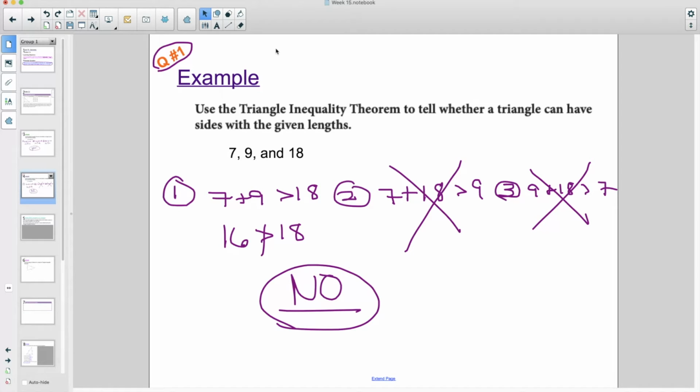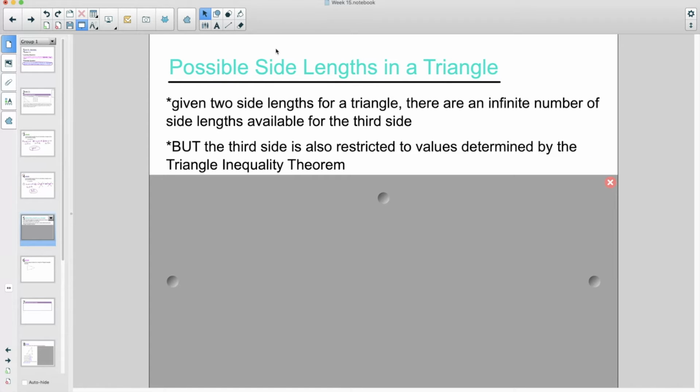Good. Okay, so let's move on then to another relationship between side lengths and angle measures. So still involving our three sides here. If we are given two side lengths for a triangle, not a third one, there's actually an infinite number of side lengths available for that third side. But based on those inequalities, the third side is also restricted to certain values, and it's determined by that inequality theorem. So we're going to use this inequality theorem to limit and find what that third side would have to be between.